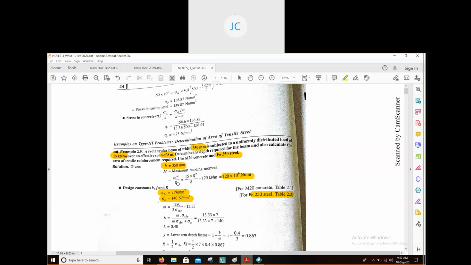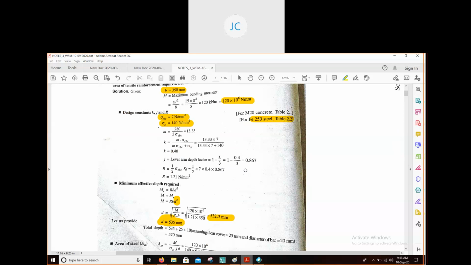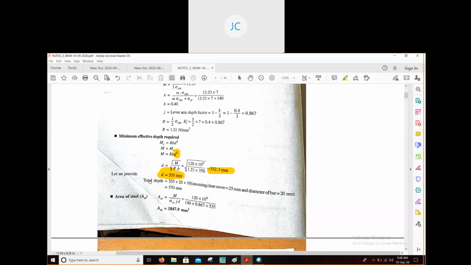Now it is asked to find out the depth required for the beam. That means we have to find out the total depth, not the effective depth. We know that the total depth is equal to effective depth plus clear cover plus half the diameter of bar, or directly you can say total depth equal to effective depth plus effective cover. So here total depth equal to 535, which is your effective depth, plus 25 plus 10.